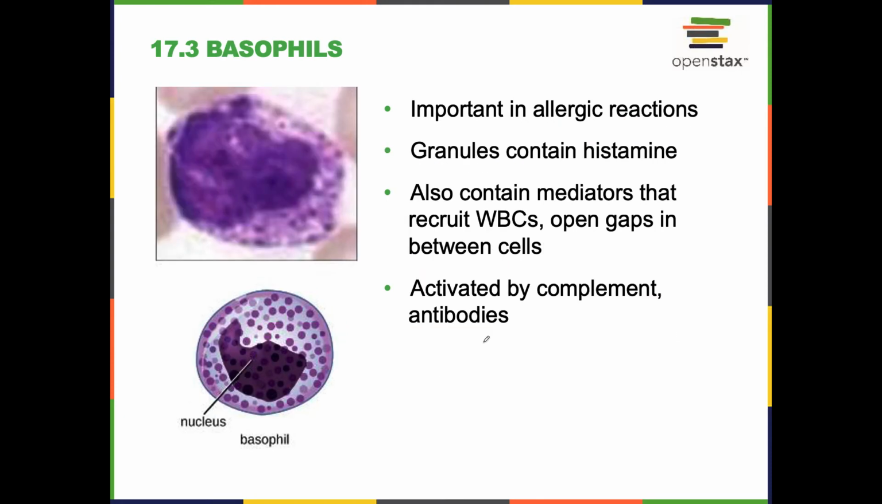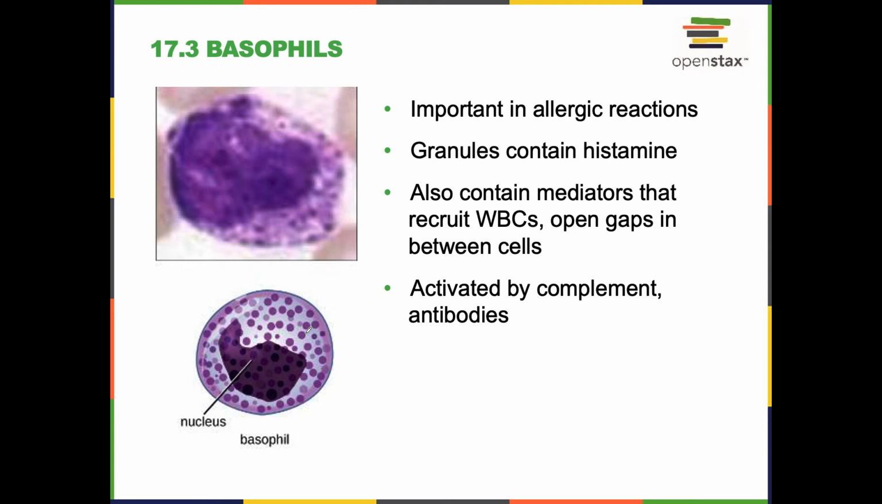And then finally, basophils, they are very important in allergic reaction, right? So these are probably the prime, along with the next cell, mediators of the immune response, and their granules contain histamine, as we just talked about, that are able to, again, trigger an inflammation response. They also contain various mediators that can recruit white blood cells. They can open up gaps between the cells, and we'll talk about the function of a role of all this in the immune response, right?